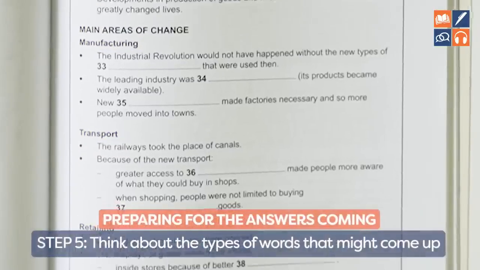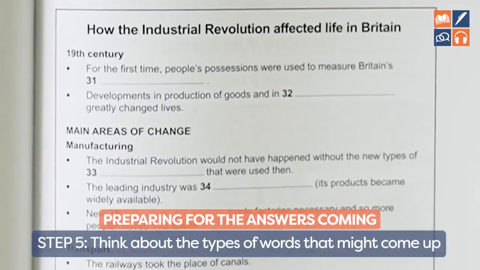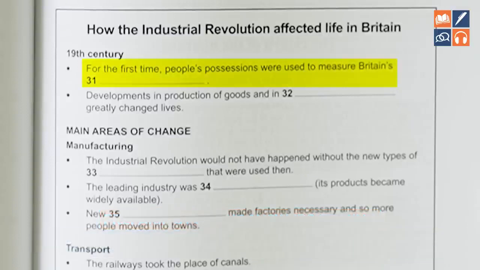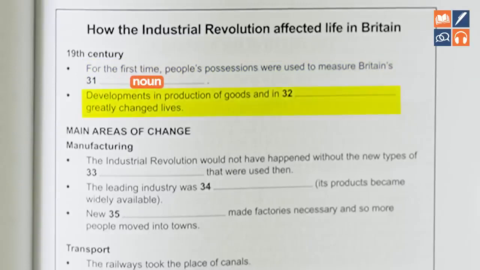Then the next thing that we can do is think about the types of words that might come up. So for the first time, people's possessions were used to measure Britain's blank. Just by looking at the sentence structure here and thinking about the grammar, this is probably going to be a noun. Remember, it's only one word. And then the next one here, developments in production of goods, so it's going to be something similar to production of goods. Again, it's probably going to be a noun.